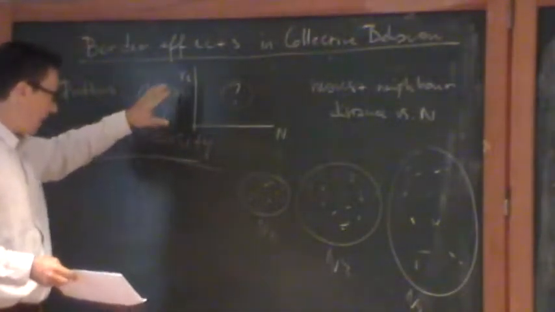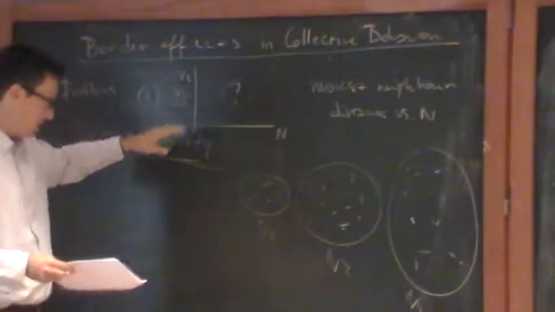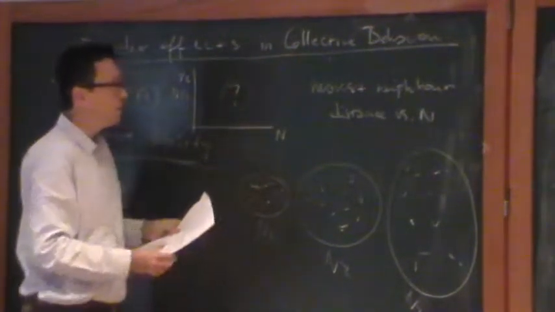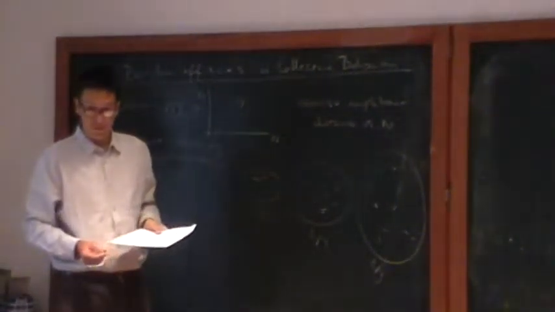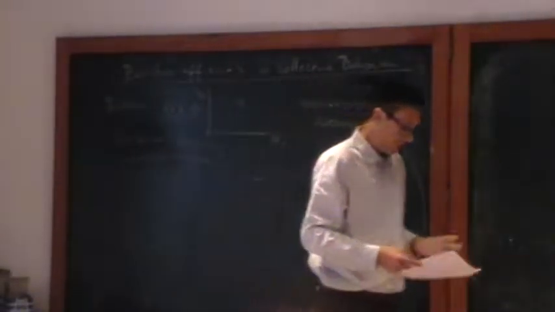So I want to know how the average nearest neighbor distance depends on n if you do not correct for border effects. Okay? Constant density. So you always put the same number of points.